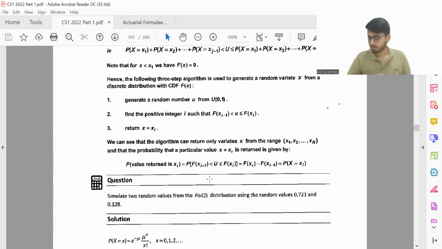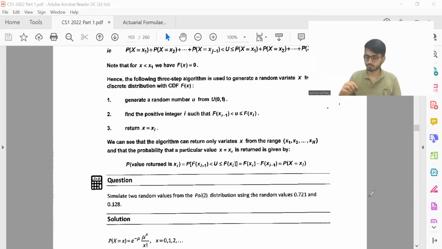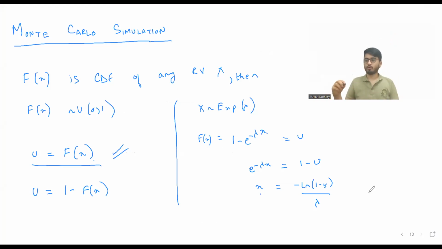Any doubts you all have with respect to today's class? Any doubts specifically for today's class? You all could just note this, which might not be there in the material: you can either equate U as Fx or 1 minus Fx. And just mention it as well, but prefer using the first one only.